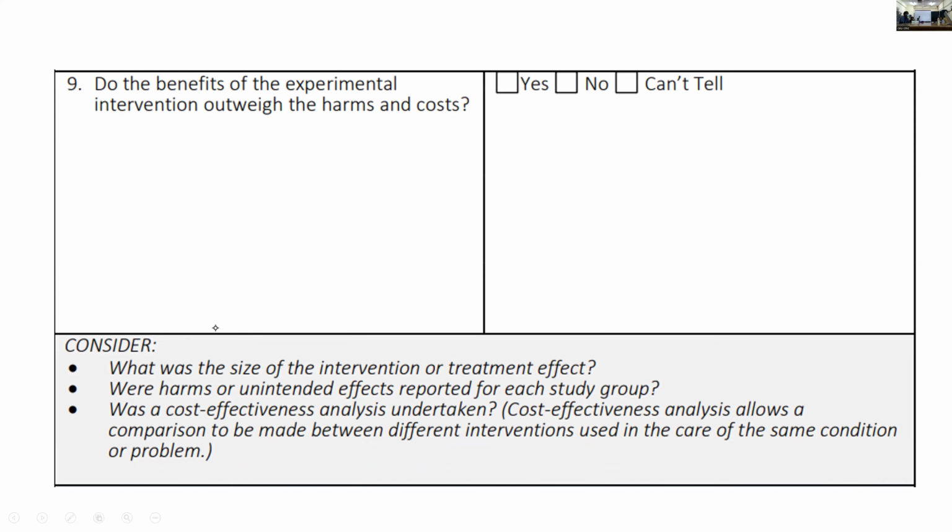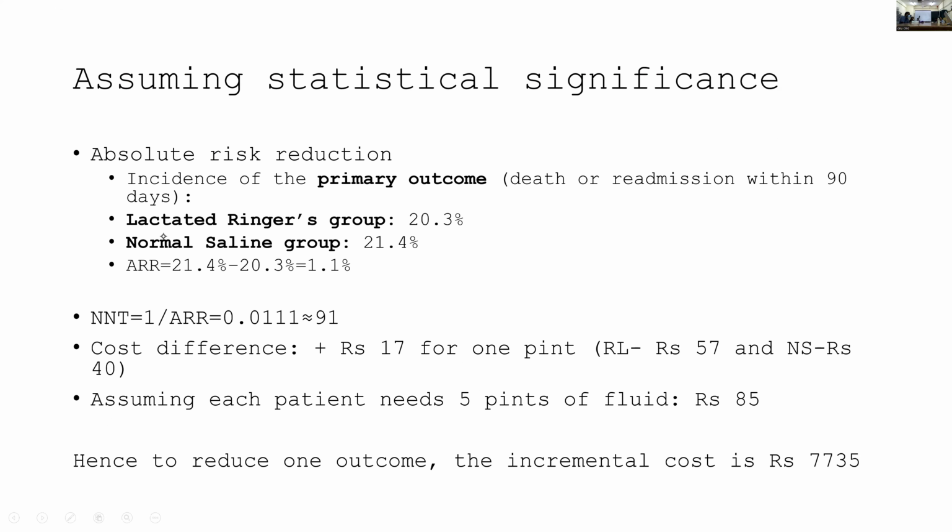So, do the benefits of the experimental intervention outweigh the harms and faults? Suppose we assume that there's a 1.1% difference, though there was not really statistical significance. But suppose it had come out as statistically significant. The lactated Ringer's group would have an outcome of 20.3, and the normal saline group an outcome of 21.4. The absolute risk reduction is around 1.1%. So the number needed to treat would be 1 divided by 1.1, which would be 91.